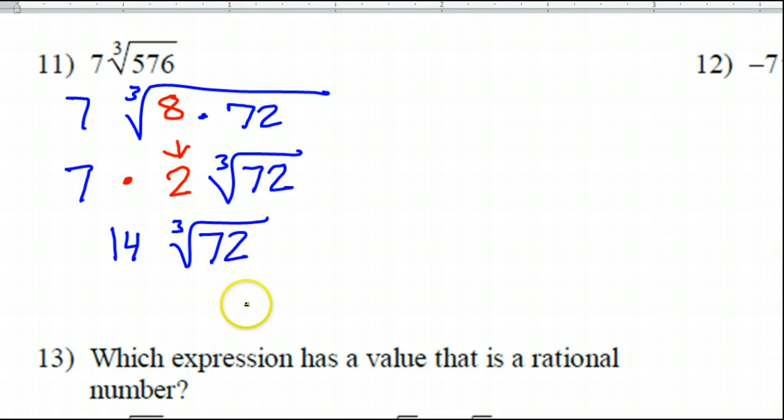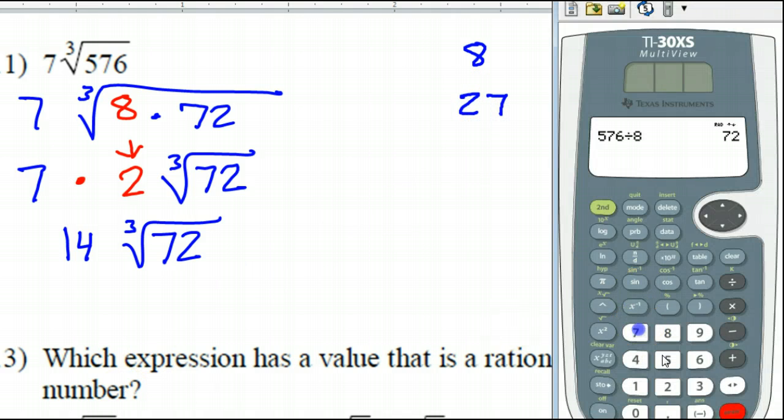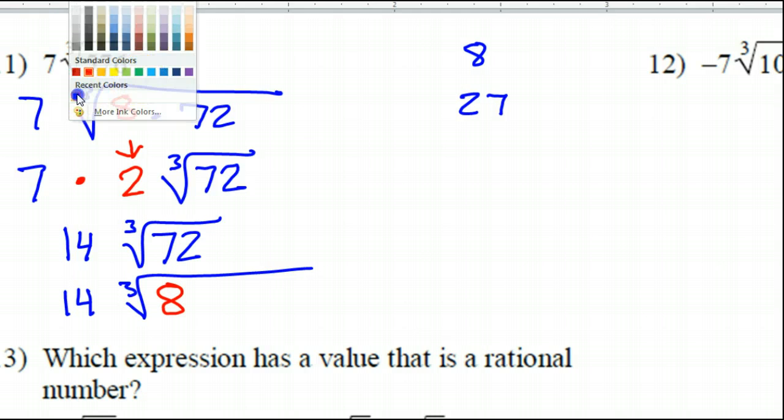Alright, but now we need to look at that 72. Alright, do any of these perfect cubes divide evenly into 72? Alright, does 8 or 27? Okay, I mean 72 we already know. 72 divided by 8 is 9. Okay, you know this. So 8 is that perfect cube. So you want to keep going here. So this is going to be 14, and then I've got that cube root, but 72 is, of course, 8 times 9.